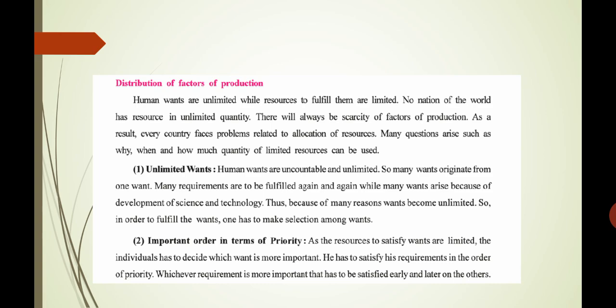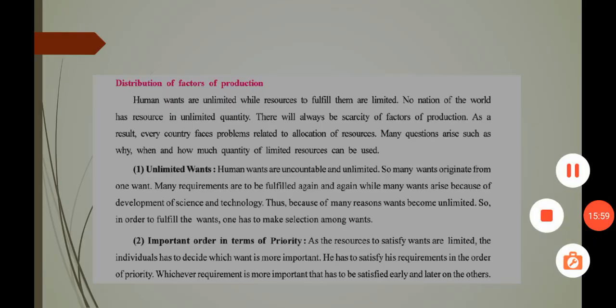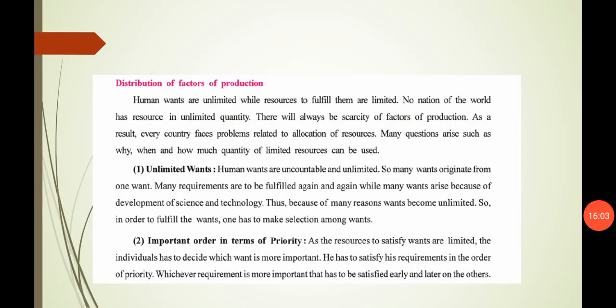Then you have to make a choice which is most necessary for me. You will give first preference to that thing. Once it is fulfilled, then you will come to next. So wants are unlimited. Second comes important order in terms of necessity. So, as the resources to satisfy wants are limited, individual has to decide which want is more important. I said you in that only. You have to select which want is more important to you and you have to go for it.